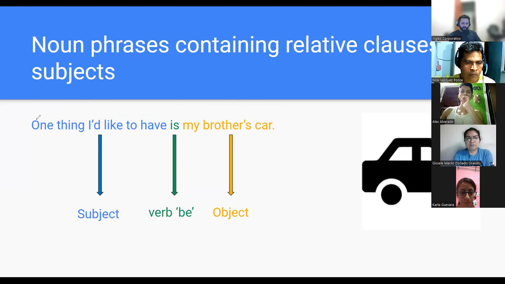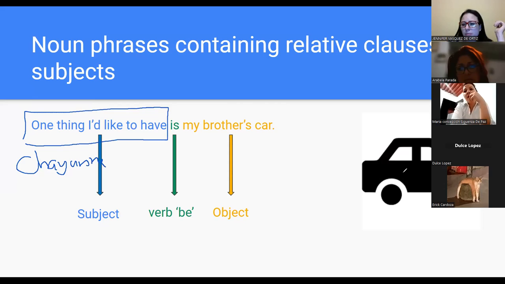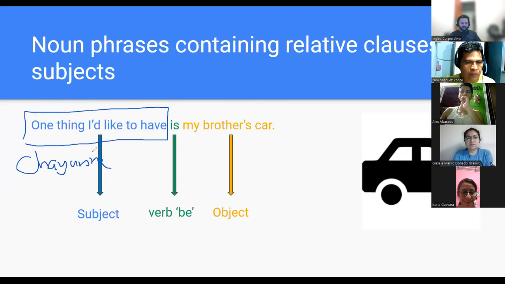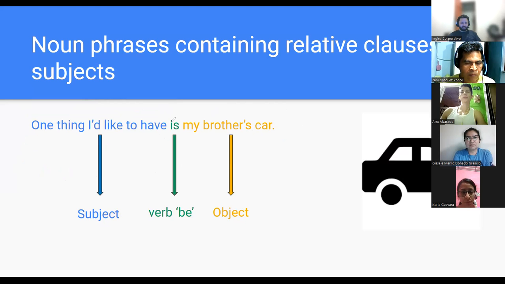Because you can substitute the whole thing here. You can substitute all of this by the word Cheyenne, okay? I want you to keep Cheyenne in your mind forever. If you can substitute it with Cheyenne, it's a noun. Cheyenne is my brother's car. Maybe you called your car Cheyenne, so this phrase would make sense. The whole phrase can be used as a noun: my brother's car.